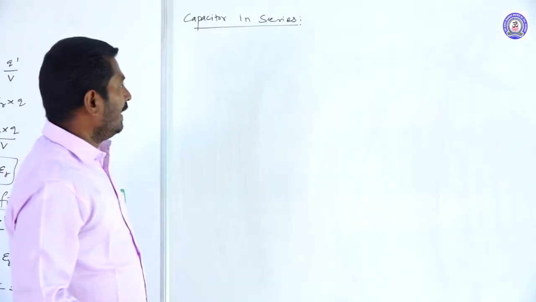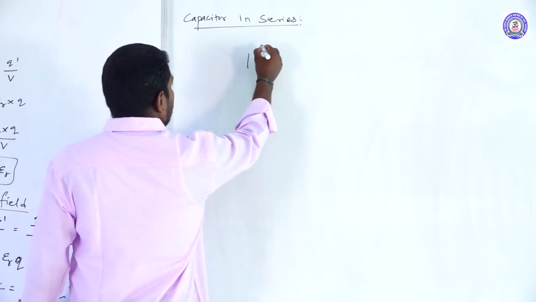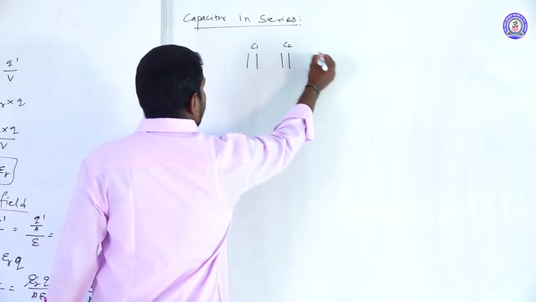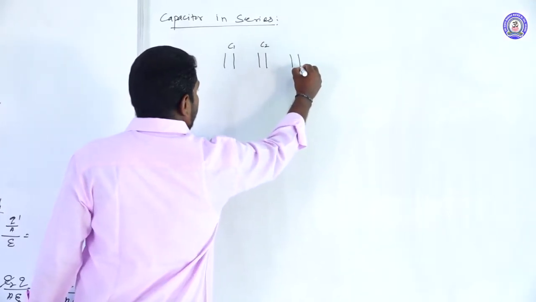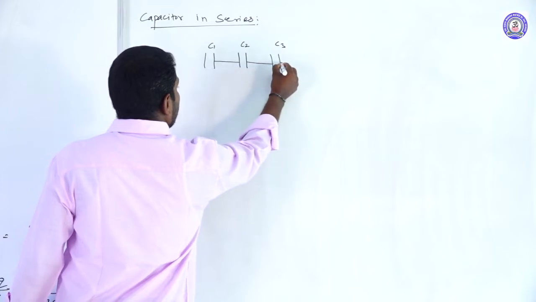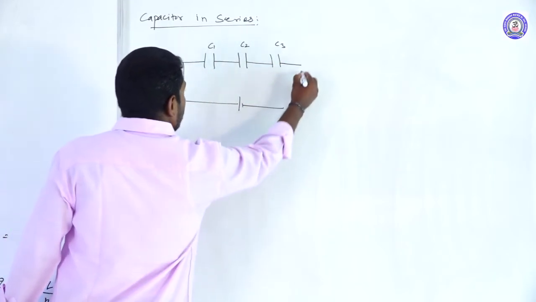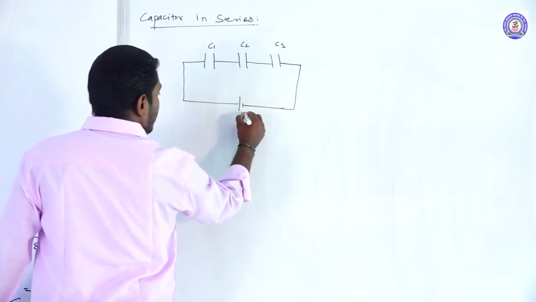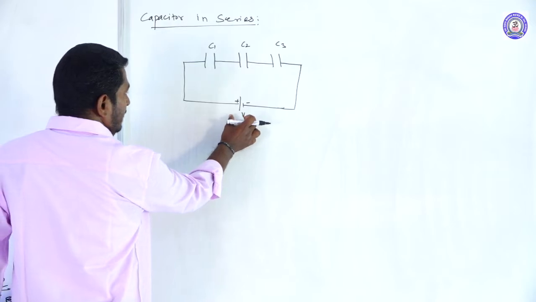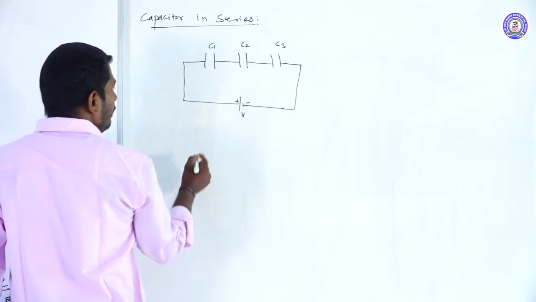Capacitors connected in series arrangement. Let us consider three capacitors: one has a capacitance C1, another has a capacitance C2, another has a capacitance C3, connected in series across a potential difference provided by the battery V. So, the potential difference provided by the battery is across the series combination of capacitors.